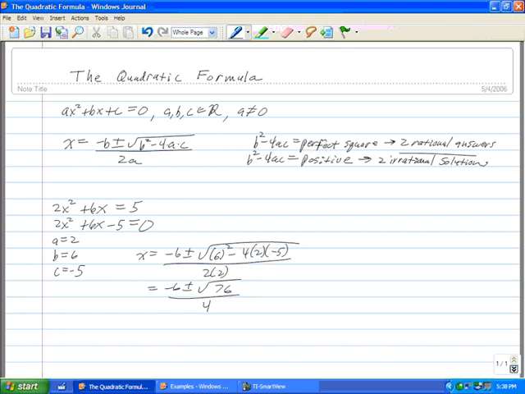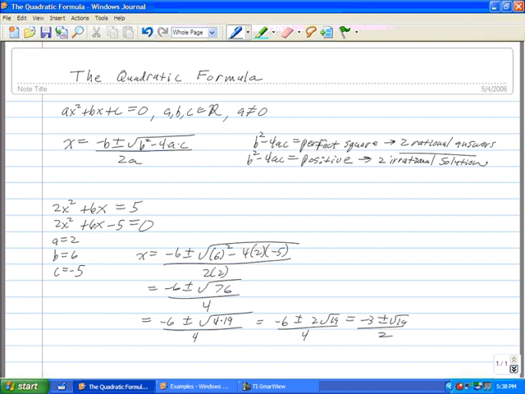Okay, so we'll break this apart. This is negative 6 plus or minus the square root of 76, which breaks down into 4 times 19, all over 4, which is negative 6 plus or minus 2 square roots of 19 over 4. Now since all three of these values can be divided by 2, I can reduce, and I have my two irrational solutions. Okay?